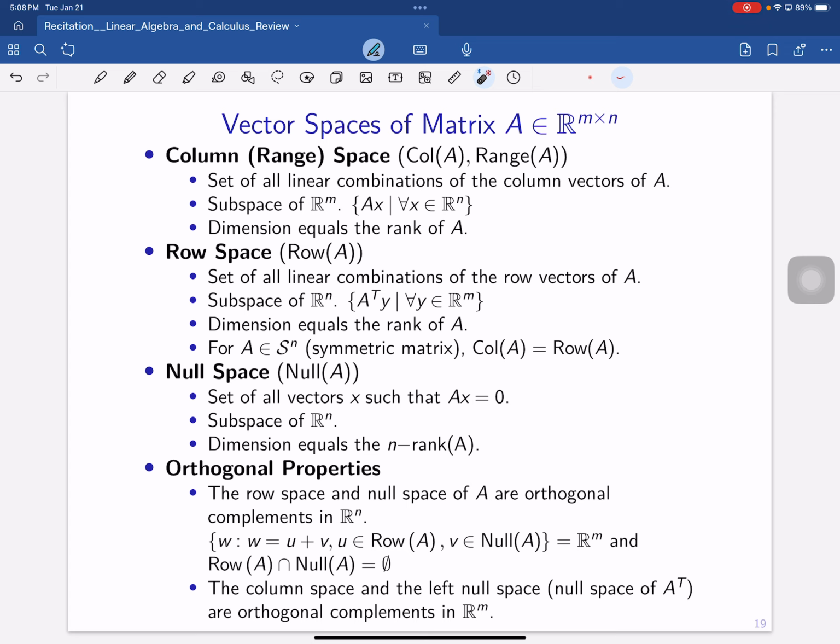So this is an orthogonal property. The row space and the null space of A are orthogonal complements in Rn. Okay. So in other words, you can decompose the space by vectors in the row space and vectors in the null space. Okay. And then the column space and the left null space are orthogonal complements in Rm. So this should be a typo here, I think.